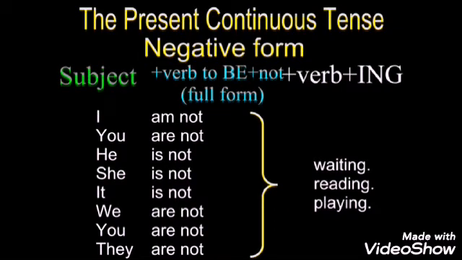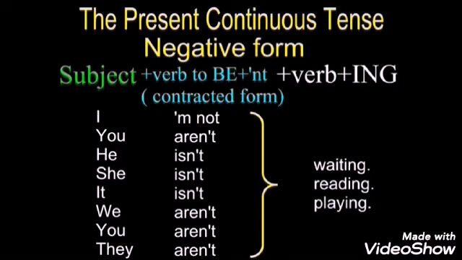So what about the full form of verb to be with the negative form in the present continuous? For example, I can say, I am not, you are not, she is not. I am not waiting, you are not reading, he is not playing. So this is the full form of verb to be with the present continuous. I am not, you are not, he is not.